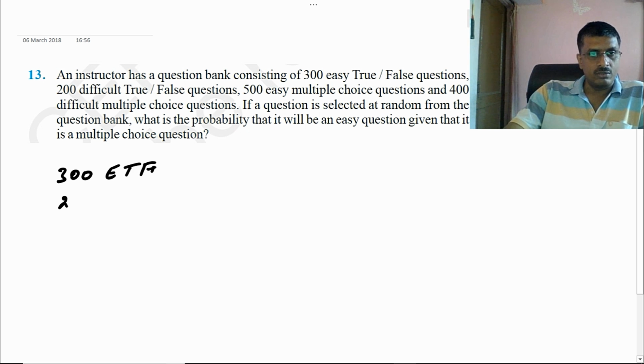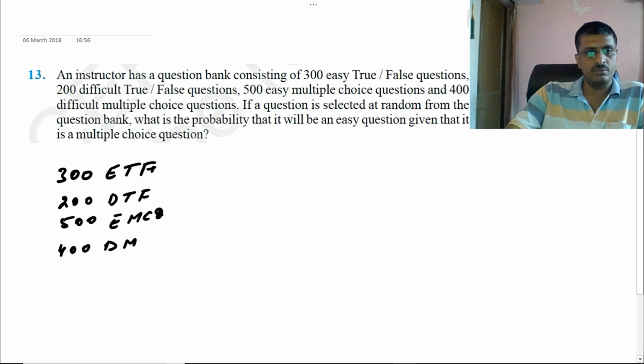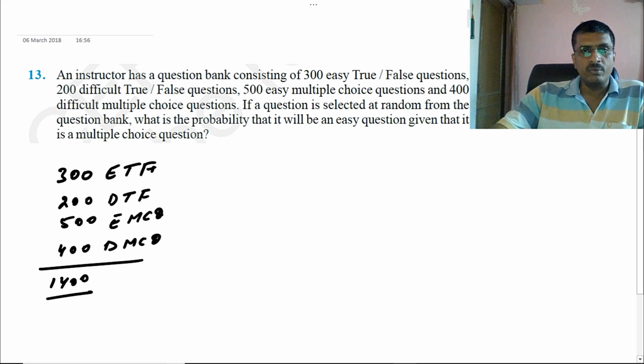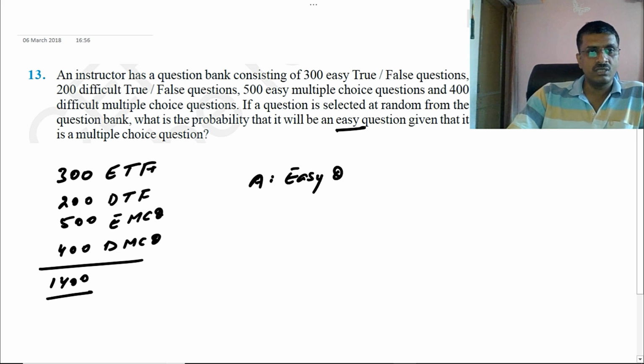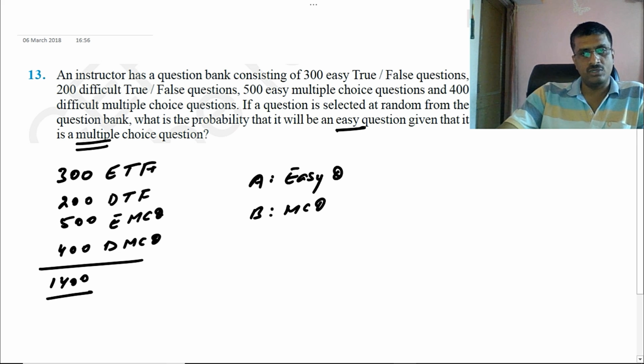Then there are 200 difficult true false questions. And then there are 500 easy multiple choice questions. And then there are 400 difficult multiple choice questions, right? So a total of 1400 questions are given to us. We are looking for probability of an easy question. So what is A here? An easy question, right? And what is given here is a multiple choice question. What is B here? An MCQ.